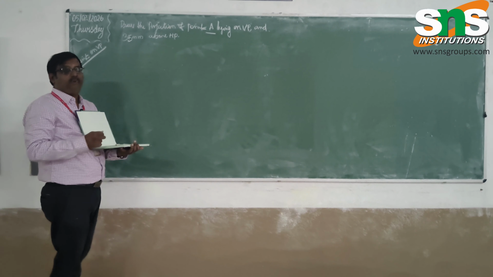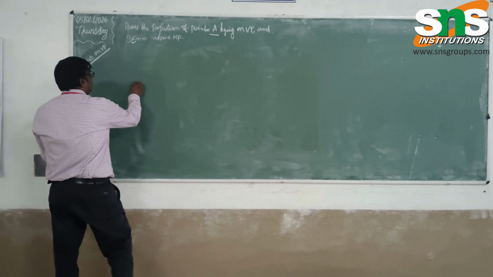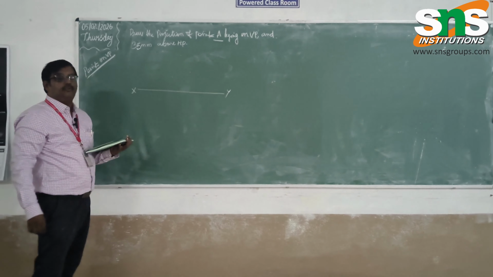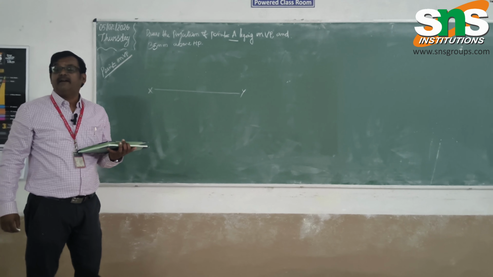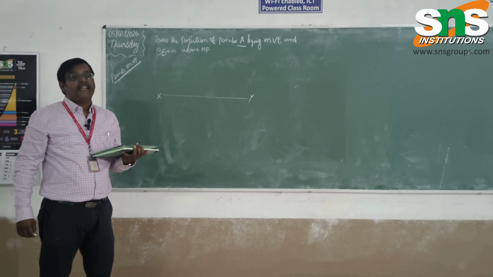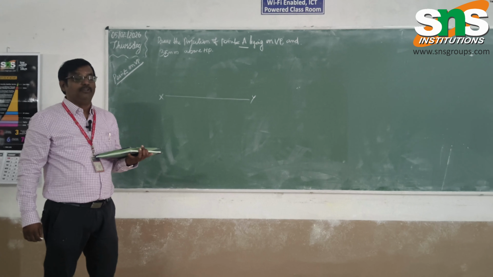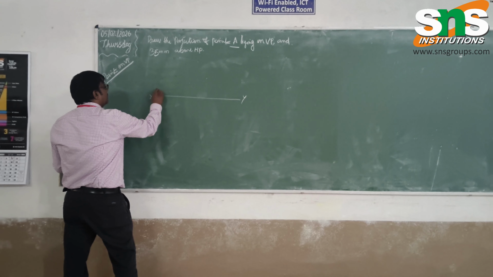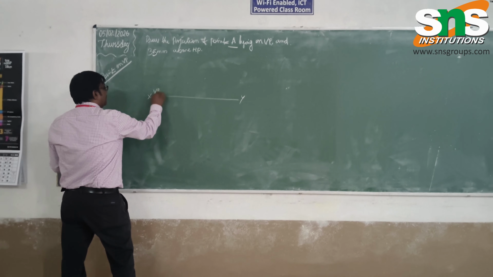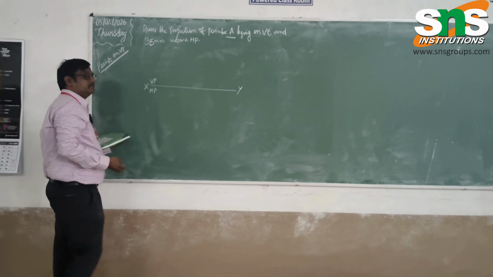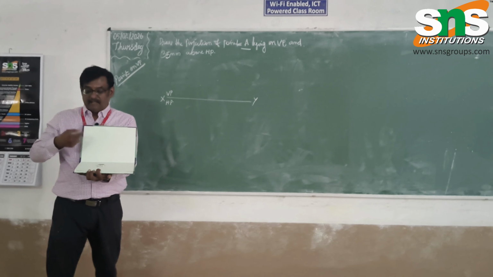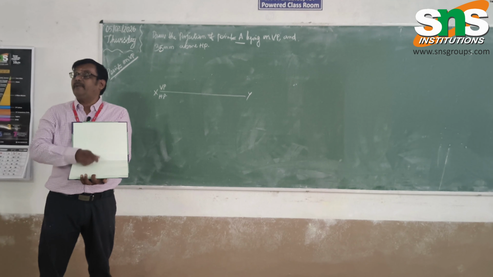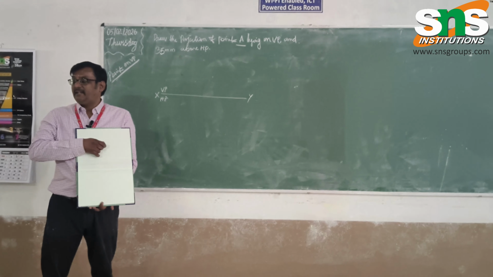Now let me draw the XY line. Can anyone say what pencil we use to draw this XY line and letters? HB pencil. Correct. The HB pencil is used. So XY. Above the line is VP, and below the line is HP. This you must write. So above the XY line is the vertical plane, and below the XY line is the horizontal plane.